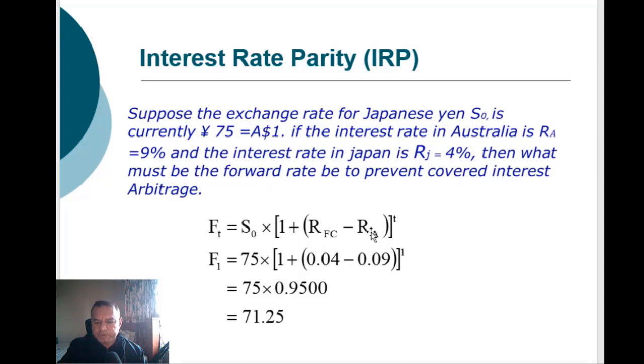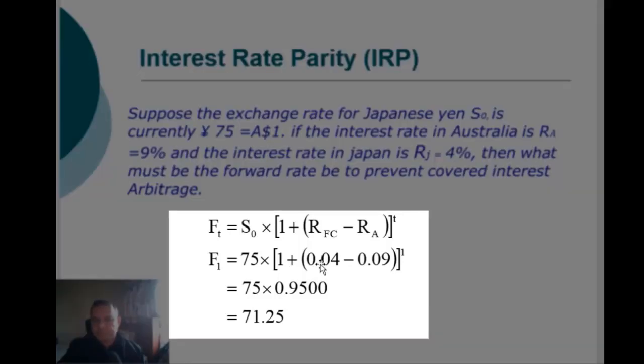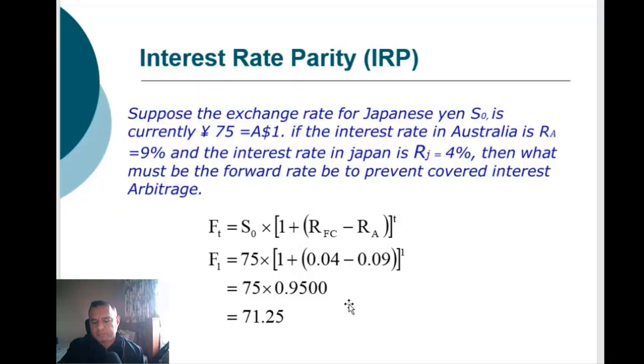If we put all this information in our formula, we know the spot exchange rate is 75. 1 plus, for the foreign currency, the interest rate is 4%, and the interest rate in Australia is 9%. If you solve that equation, you will find that the forward rate under interest rate parity should be 71.25. Hopefully you understand this calculation.